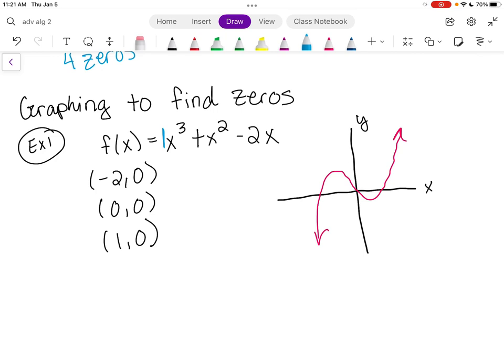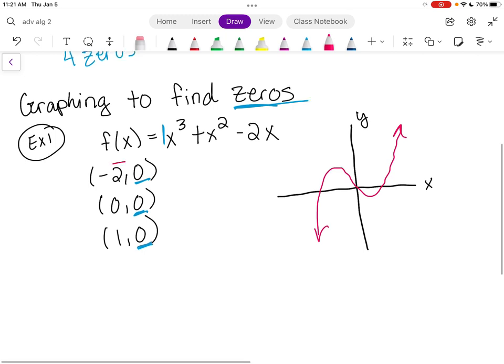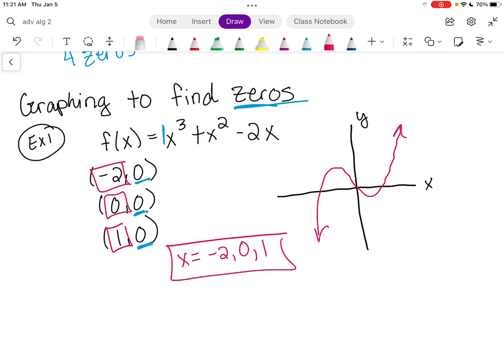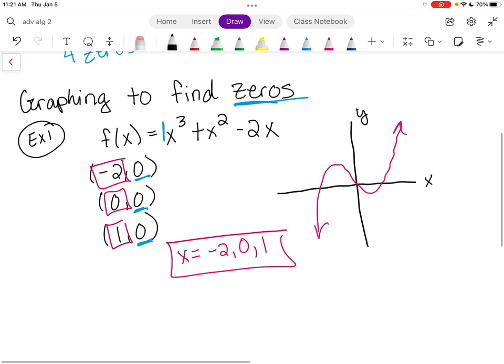All right, now notice they're called the zeros because this is where the y is 0. Everywhere the y is 0, that's where you're going to have an x-intercept. So we call those zeros -2, 0, and 1. So we would say x is equal to -2, 0, and 1. That's where your zeros are. And that's how you do that by graphing. You just look at it. You find where it goes through the x-axis.